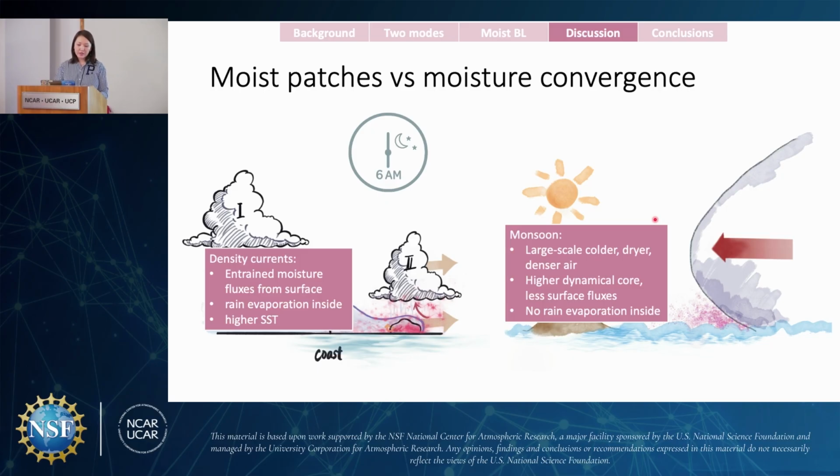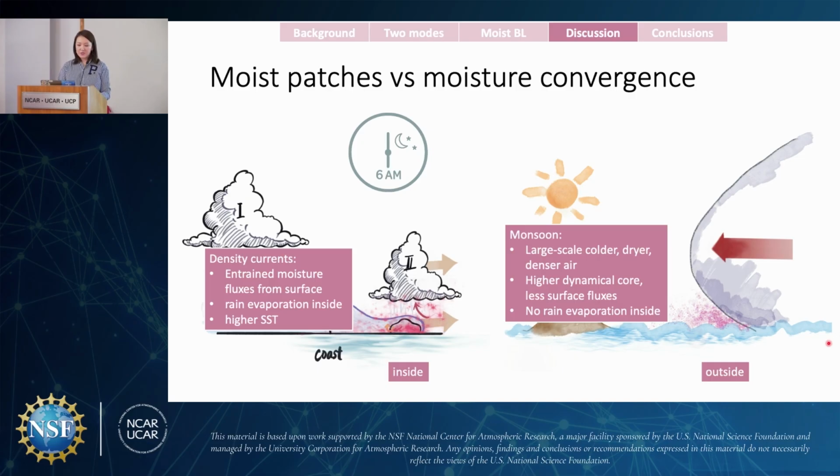The dynamical core is much higher, even though it's still in the lower troposphere. So this is large-scale, colder, drier, and denser air. And because of the higher dynamical core, it will entrain less surface latent heat fluxes to feed the moisture inside. And also there is no rain evaporation inside. So we gain the insight by comparing the anomalies of surface moisture and latent heat fluxes, which helps highlight the difference between these two concepts.